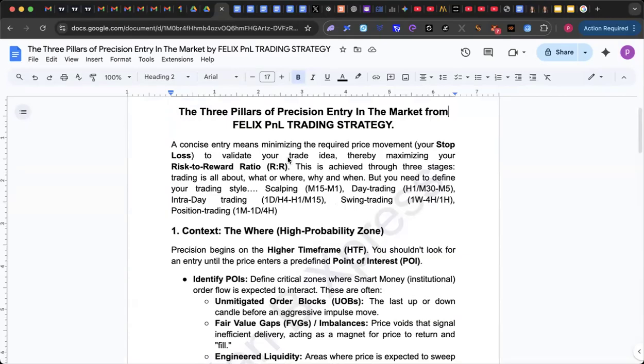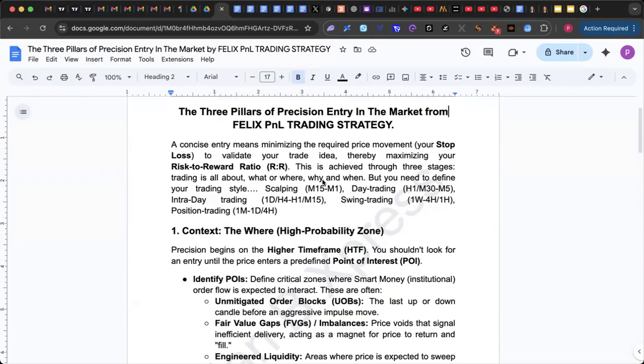Precision entry means minimizing the required price movement to your stop loss to validate your trade idea, thereby maximizing your risk reward ratio, RR. This is achieved through three stages. Trading is all about what or where, why, and when. So, what should I trade, or where should I trade? What exactly am I to trade? That has to do with the instrument, which has to do with context.